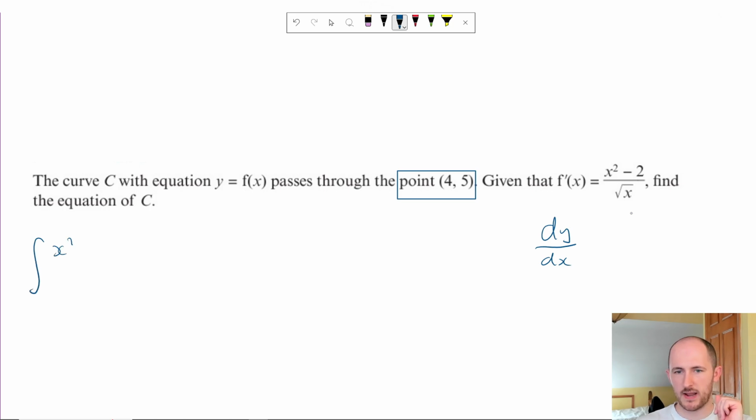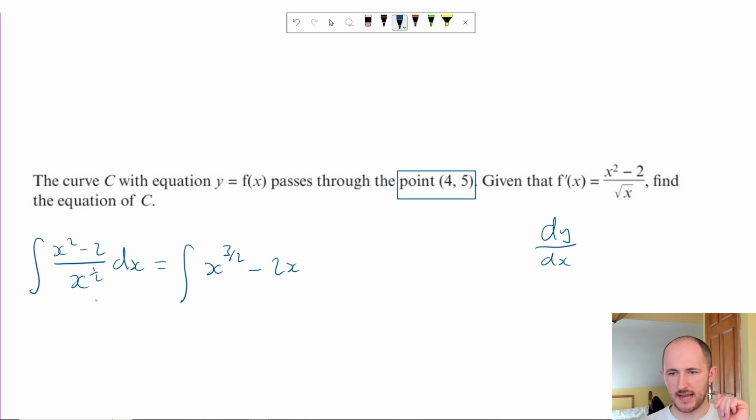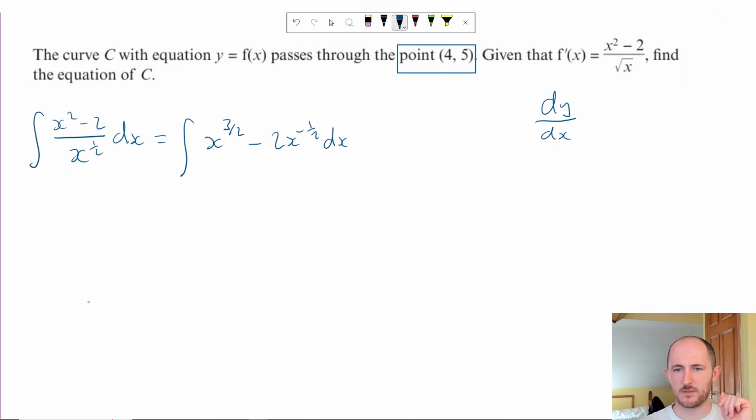So I'm going to write x squared minus 2 over x to the half. And then all we're going to do is simplify that one more time because we don't know how to integrate fractions yet. x squared divided by x to the half will be x to the power of 3 over 2, because 2 minus a half, and then there'll be minus 2 x to the minus a half dx.